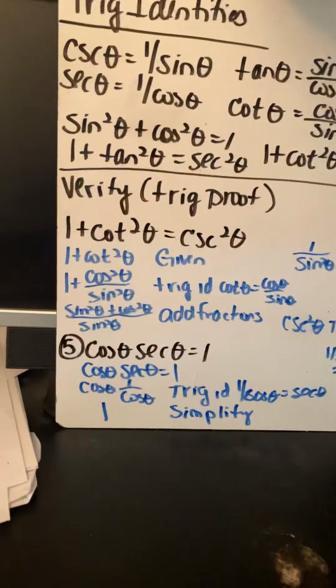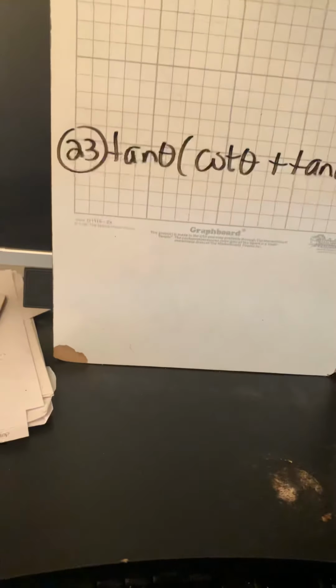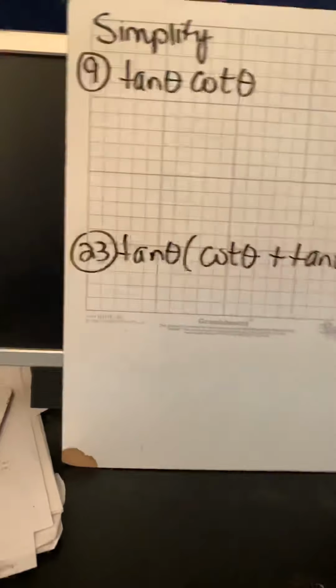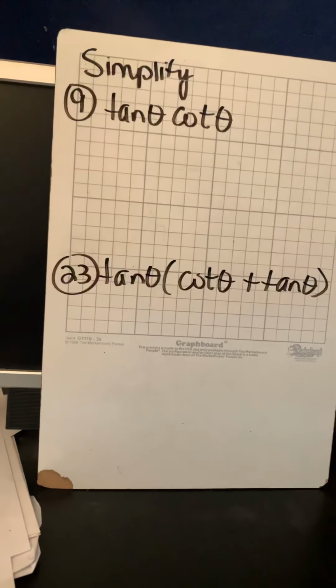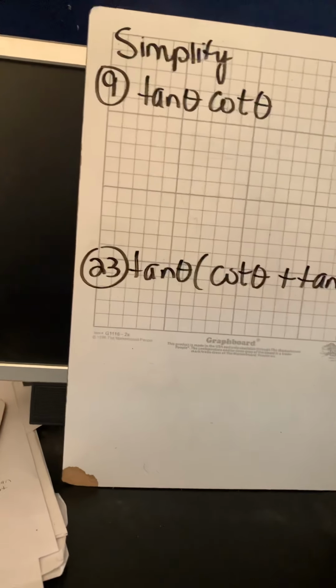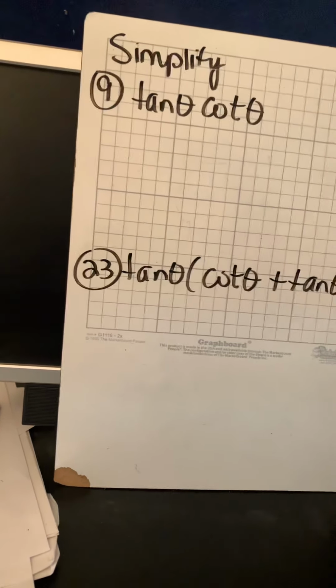Let's simplify some of these where we don't have to do a trig proof, where we're just simplifying. You're only going to have to do, I think it's 4 trig proofs, 2, 4, 6, 8, I think. So 4 trig proofs. So this one here, we just want to simplify.